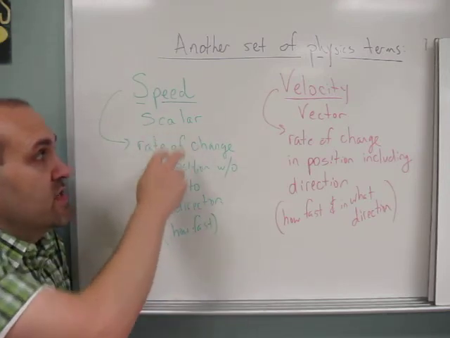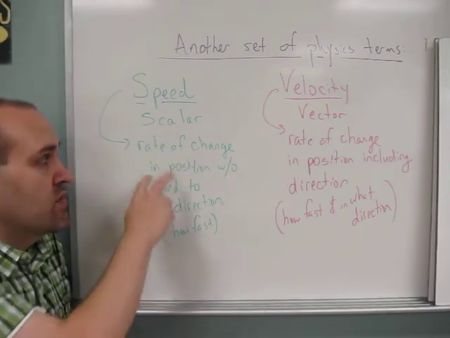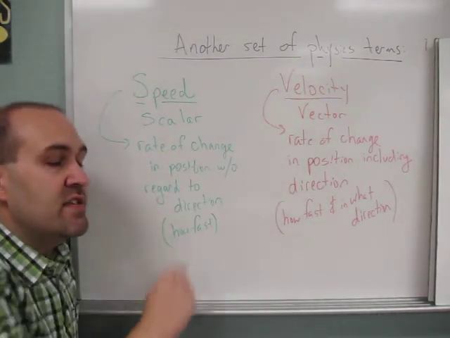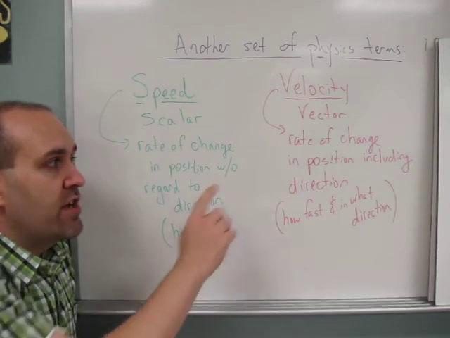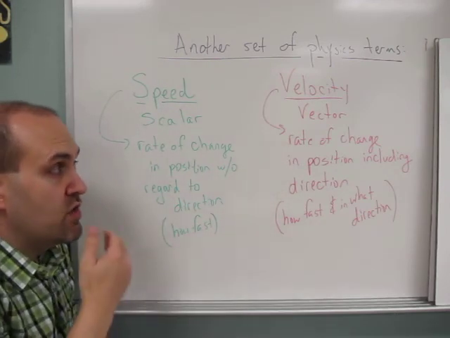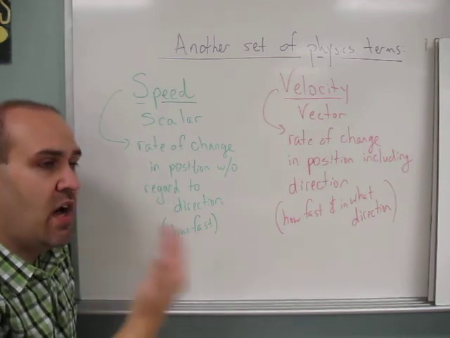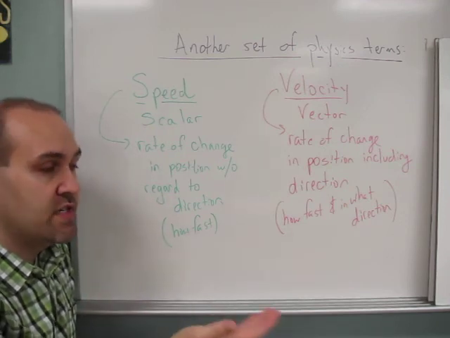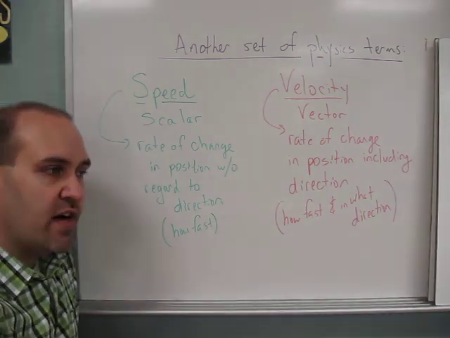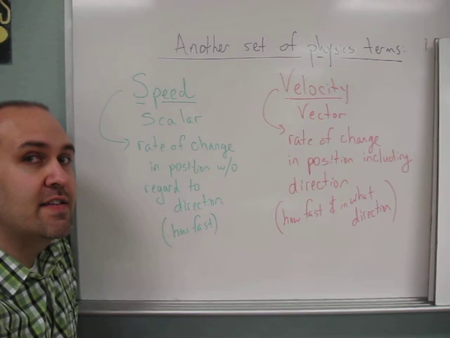Speed is used by physicists, and it means scalar. That's how fast. What's the rate of change of position without regard to direction? But velocity is a vector. It's the rate of change of position, including the direction. So how fast and in what direction? So I might say I'm going down the highway at 65 miles per hour. If I say that, that's a speed. If I say 65 miles per hour west, that tells me the velocity.